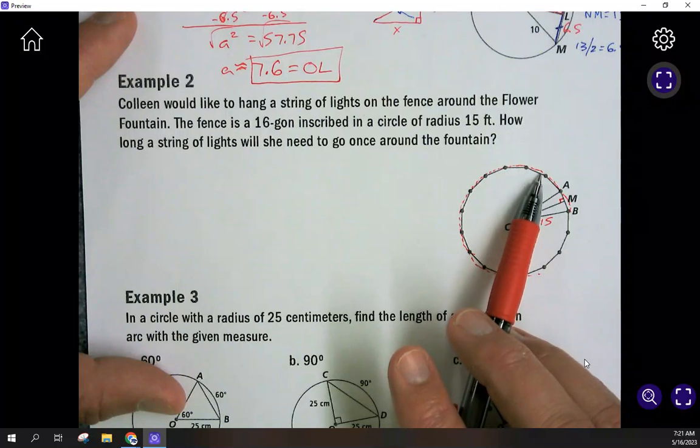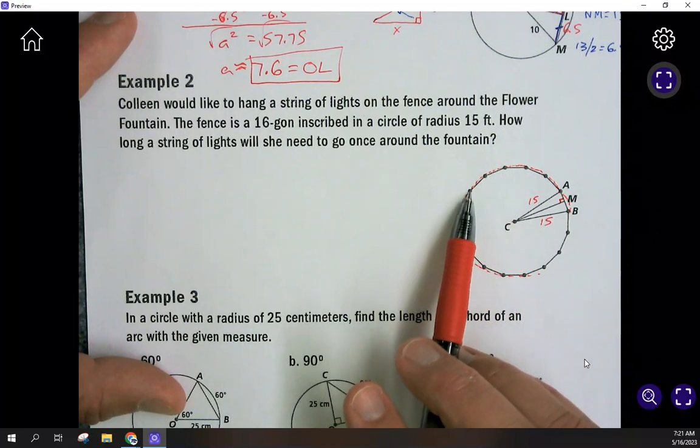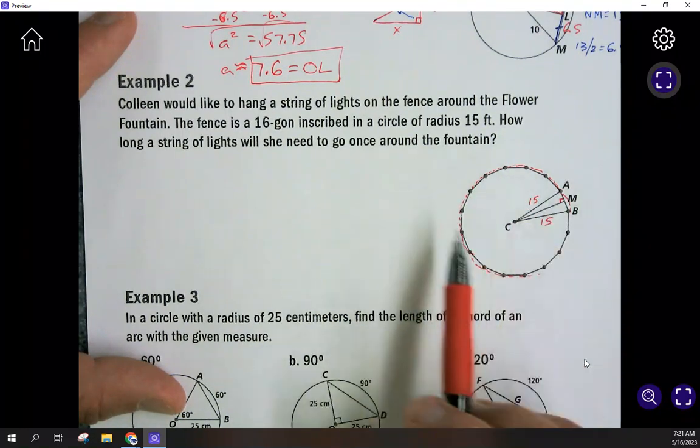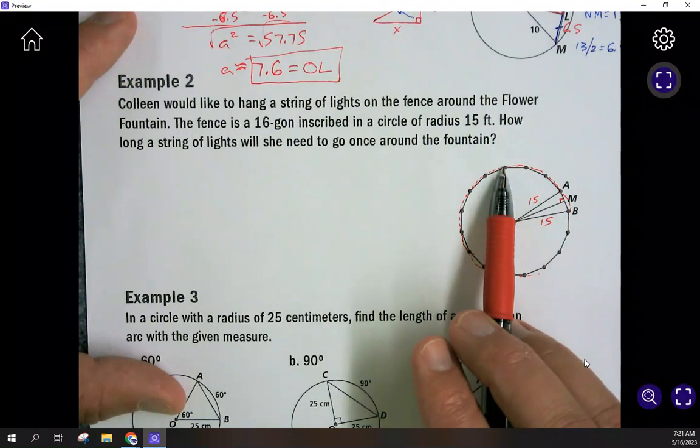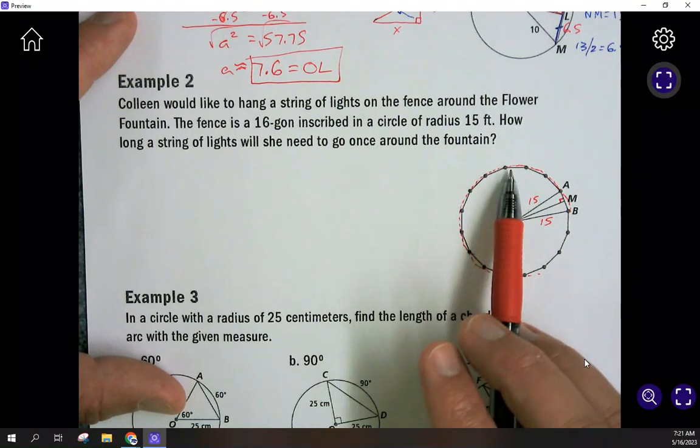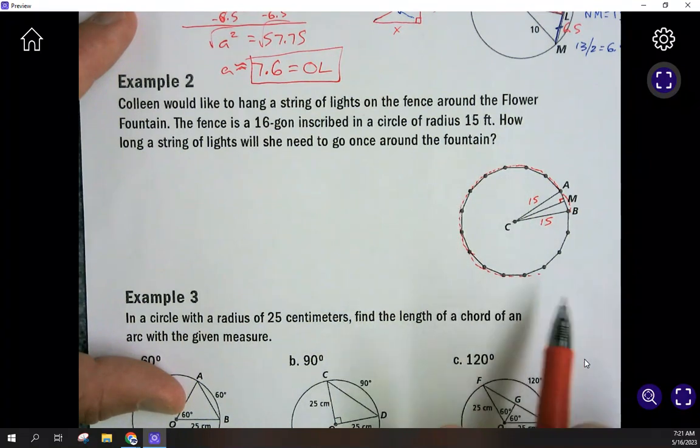So basically, I need to figure out what is the length of each one of these sides, and then just times it by 16, because she's going to hang the lights on this side, and then this side, and then this side. So it's going to be the length of a side 16 times around.